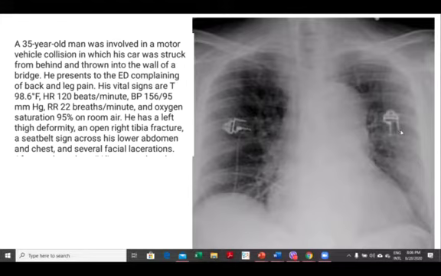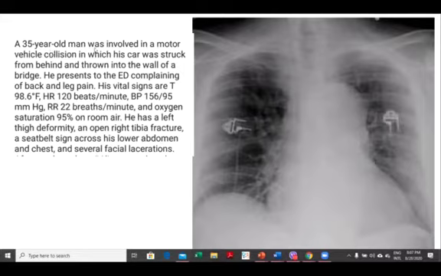Try to guess. And see this area. Is there any abnormality in the mediastinum? Your mediastinum is wide, no?